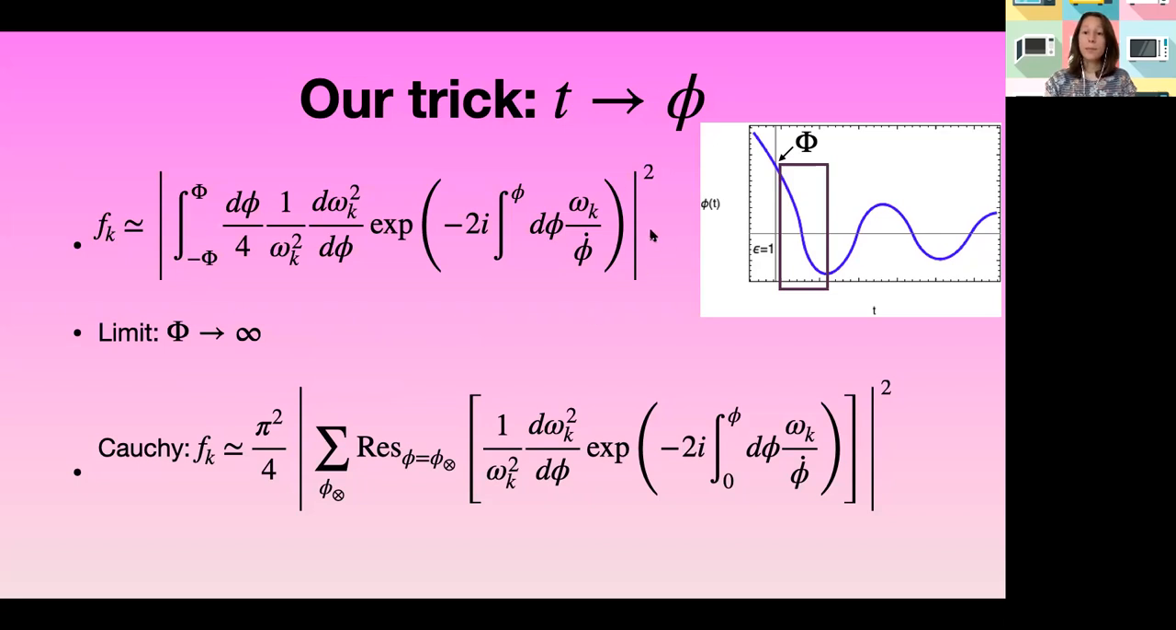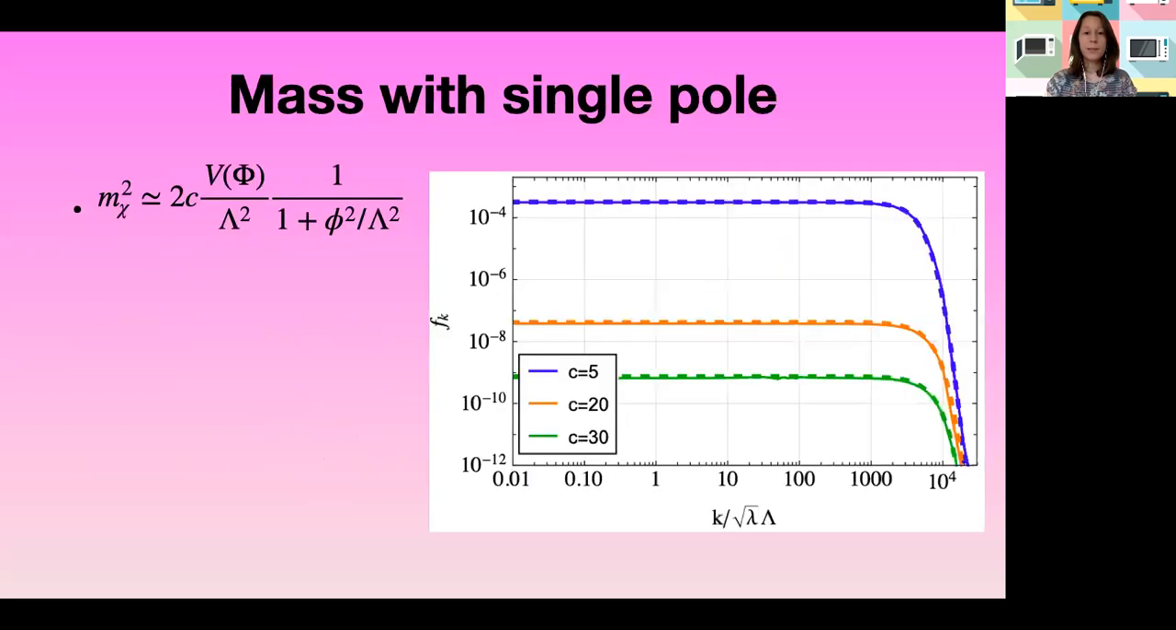We then take the limit of capital Phi, which is the end point of the oscillation, to infinity. If we do that, we can use Cauchy's residue formula, which tells us that the particle number is just the sum over the residues of this function here. And that can be straightforwardly computed. So I'll now show two examples where we did this.